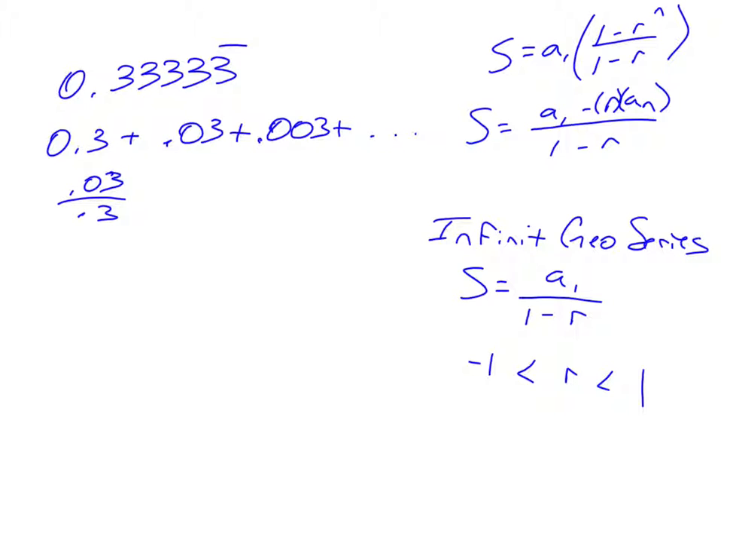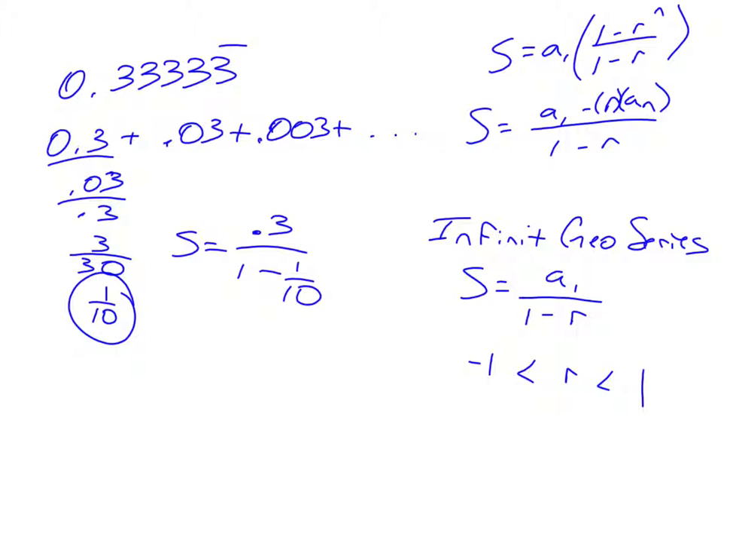So to get rid of the decimals, I need to multiply by 100. That makes it 3 on the top, 30 on the bottom, which means my R is 1/10. And that should make sense because each one of those is moving over one space, which means I'm multiplying by 1/10. So now I've got everything I need to plug into my formula. A sub 1 is my 0.3, and my R is 1/10.